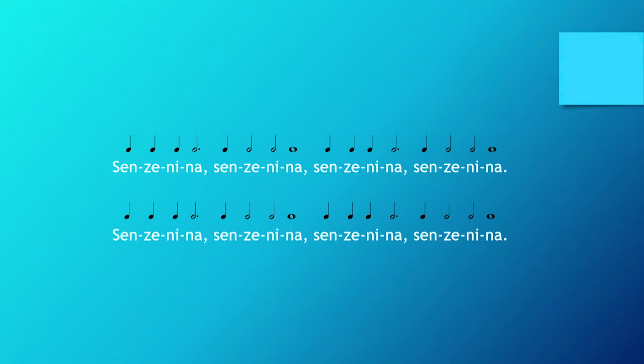Let's see how that would be used in a song that you probably know called Senzeni Na. Together we are going to sing this song to you now. You'll see on the screen that it is already notated in the musical notes. So you can follow along which notes are 3-count notes. See if you can hear the 3 beats that are underneath each of those. So here we go.